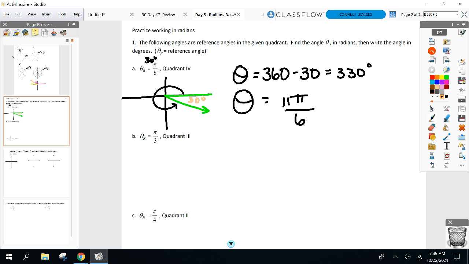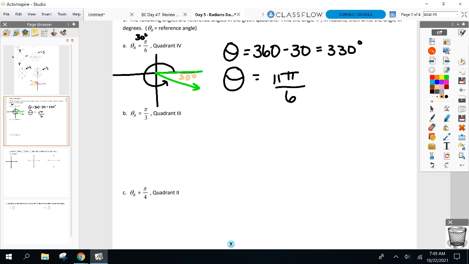All right. One doesn't make you great, though. Let's keep grinding. Pi over 3. Look back if you need to. Pi over 3 is 60. So everyone go ahead. If you need to draw it, go ahead and draw it. A 60-degree reference angle in quadrant 3. Don't say a word about what it is.